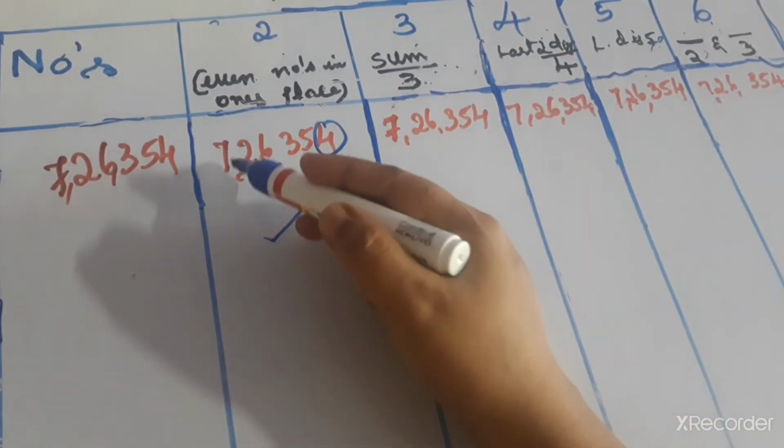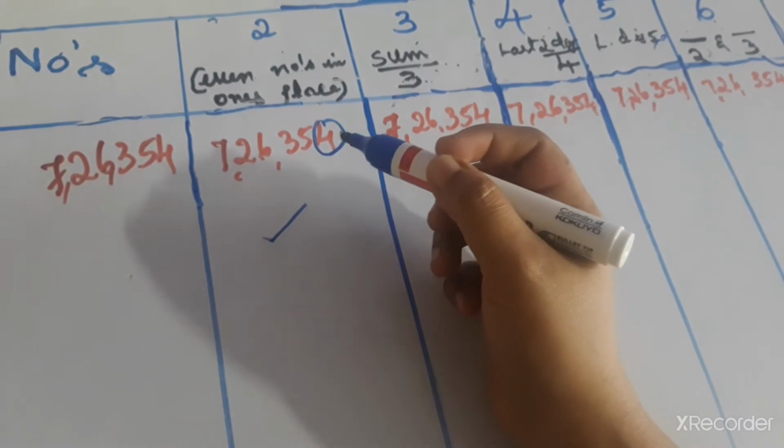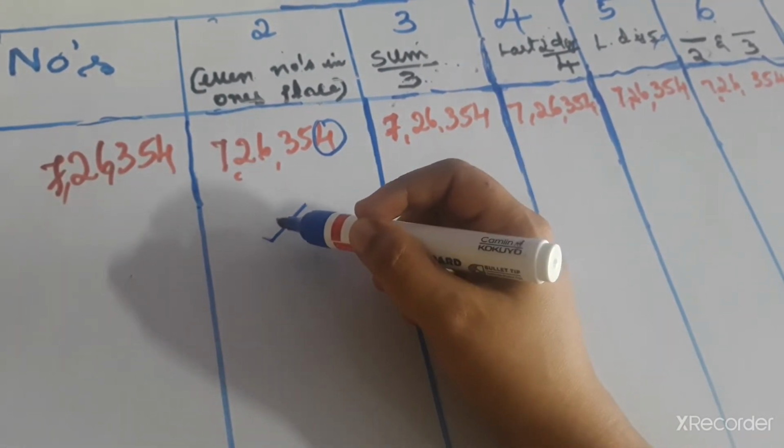The whole number 7,26,354 will be divisible by 2.